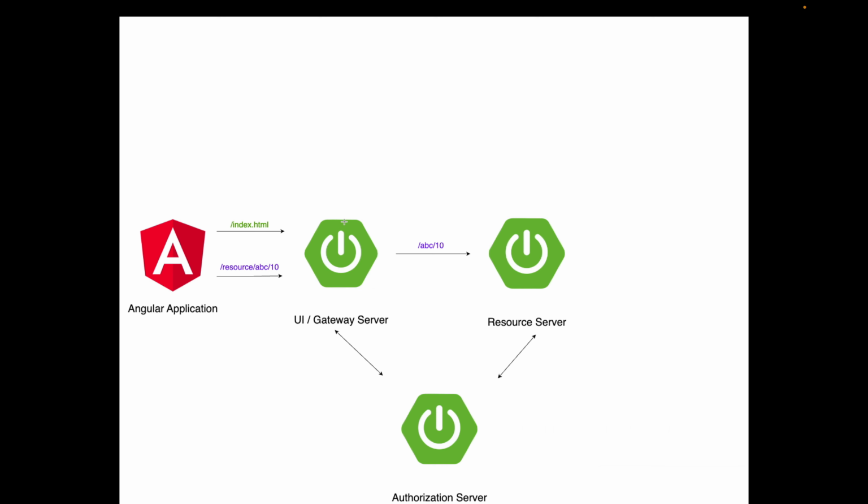This is the architecture which we are following in these videos. We have an Angular application which will be served using a UI or gateway server, and there is an authorization server which we created in the previous video, and there is a resource server which we will create in this video. The UI or gateway server will forward the request to the resource server based on some path parameters. So in this video, we will work on the resource server.